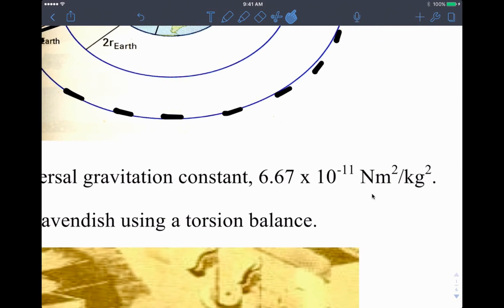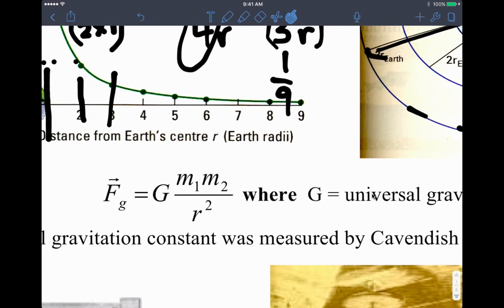It's this number. Now, Isaac Newton wasn't able to determine this number on his own, as best as I know. It evaded him in terms of accurately finding it, and it wasn't until years after his death that a man named Henry Cavendish figured it out, but we'll cover him in a second. That's what big G is. You use that number every time, 6.67 times 10 to the negative 11, multiplied by the product of the two masses, m1 and m2, and then divided by the separation distance in meters squared.